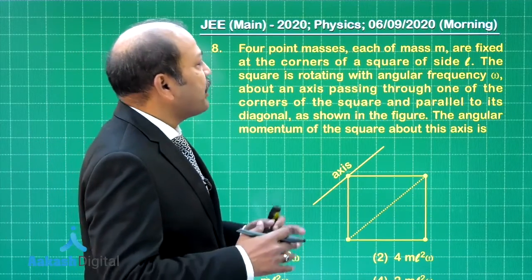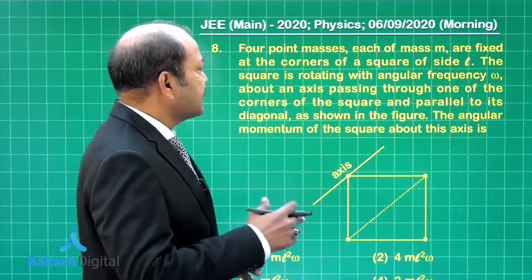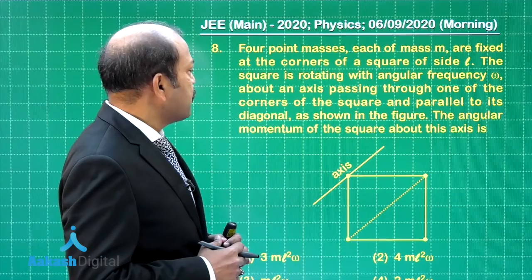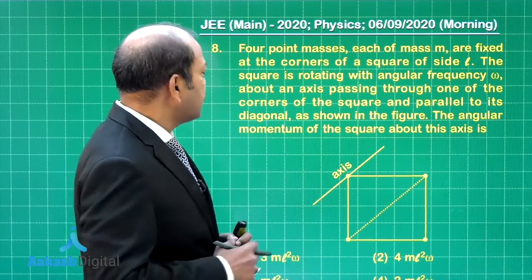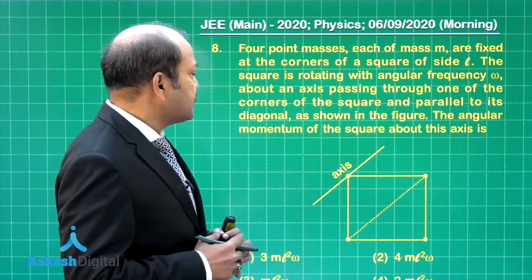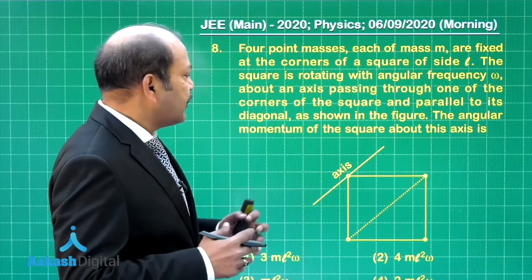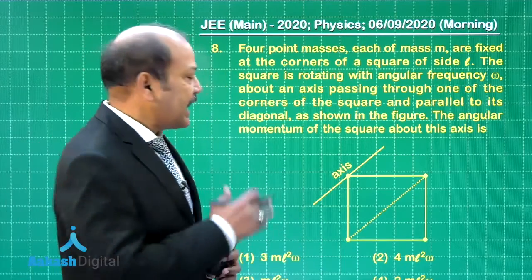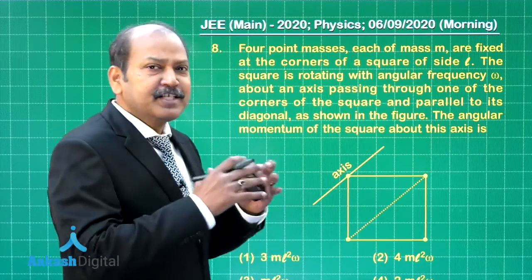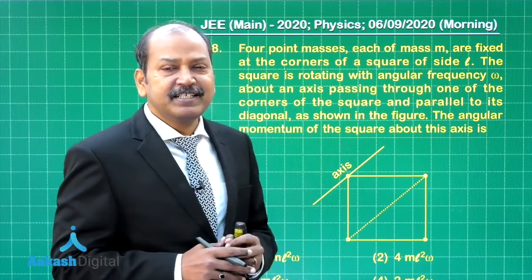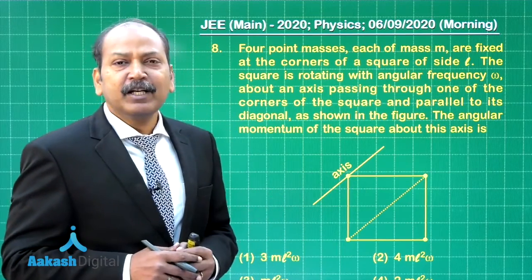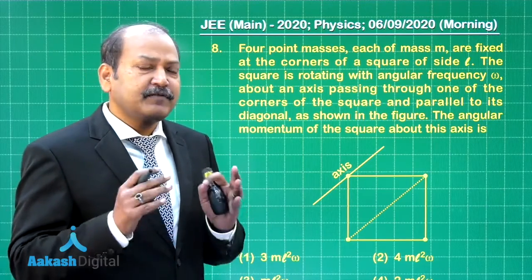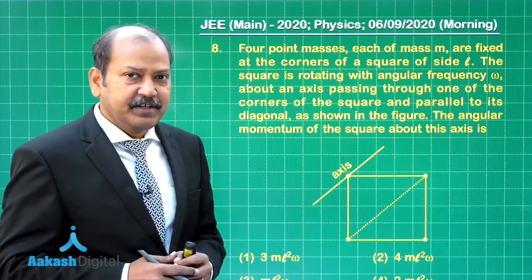Question 8 says 4 point masses, each of mass m, are fixed at the corners of a square of side L. The square is rotating with angular frequency omega about an axis passing through one of the corners of the square and parallel to its diagonal as shown in the figure. The angular momentum of the square about this axis is. So, we have to find the angular momentum of this rigid body, which is consisting of 4 particles, and the angular momentum in such cases is given as I into omega, where I is the moment of inertia of the system about the axis of rotation.